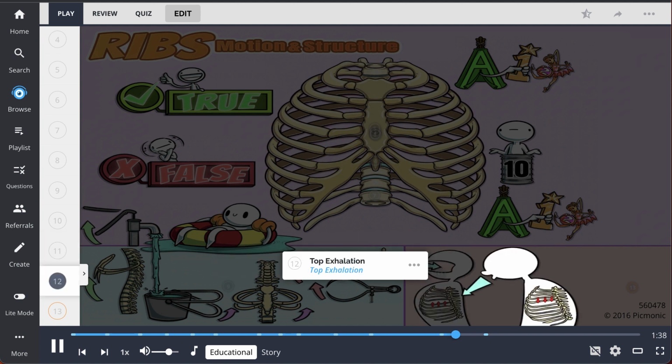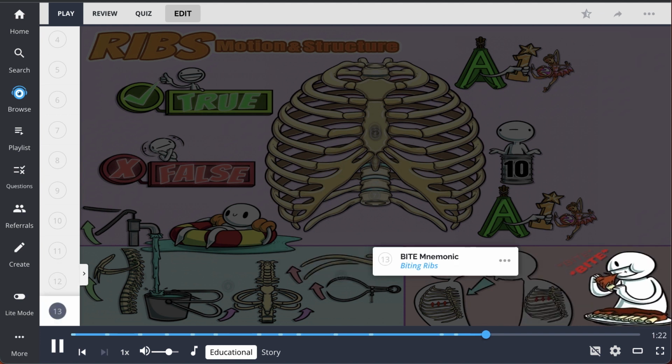An exhalation dysfunction is characterized as a rib or group of ribs that is stuck in exhalation and will not move fully into inhalation. An exhalation dysfunction is treated by targeting the top rib. This is shown by the man vigorously exhaling. The key ribs to treat in somatic dysfunctions can be remembered by the mnemonic BITE. Bottom, inhalation, top, exhalation. This is shown by the man biting a rack of ribs.